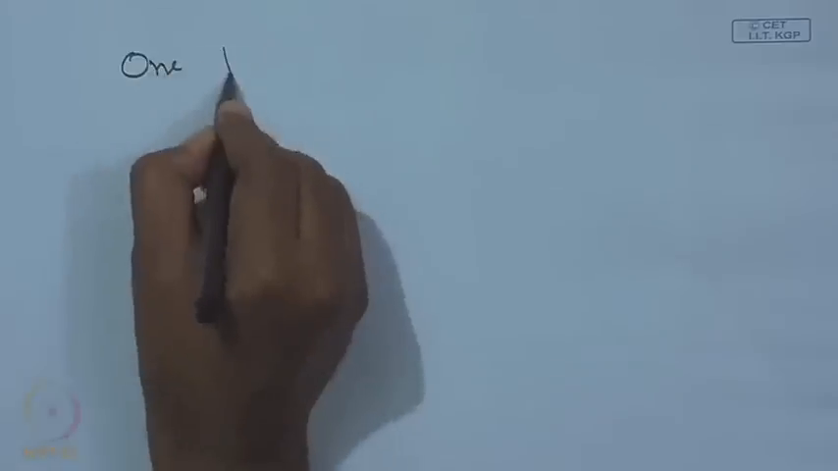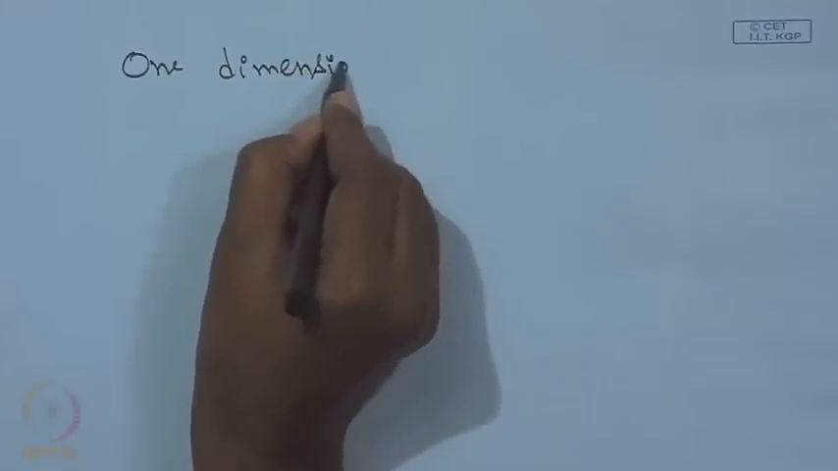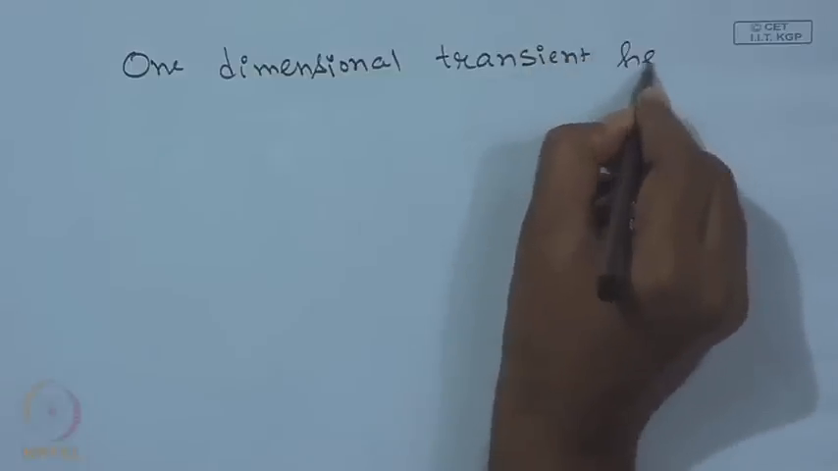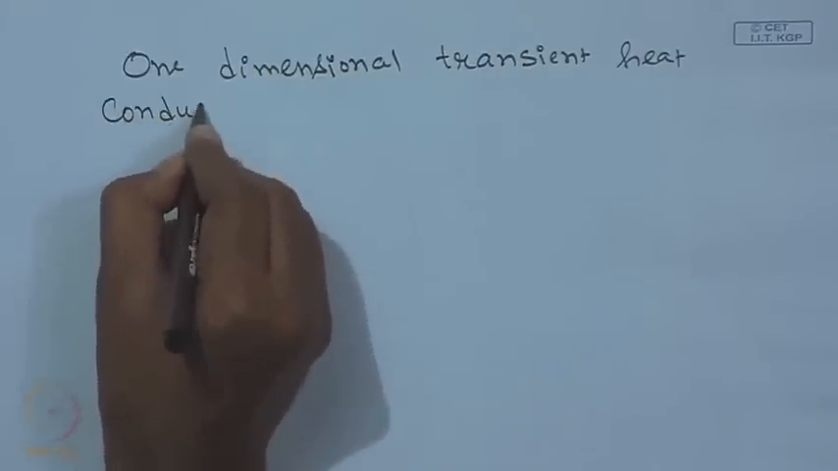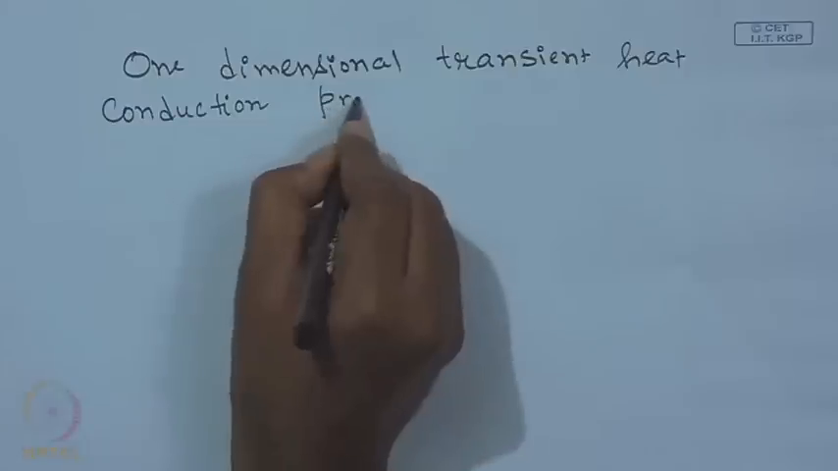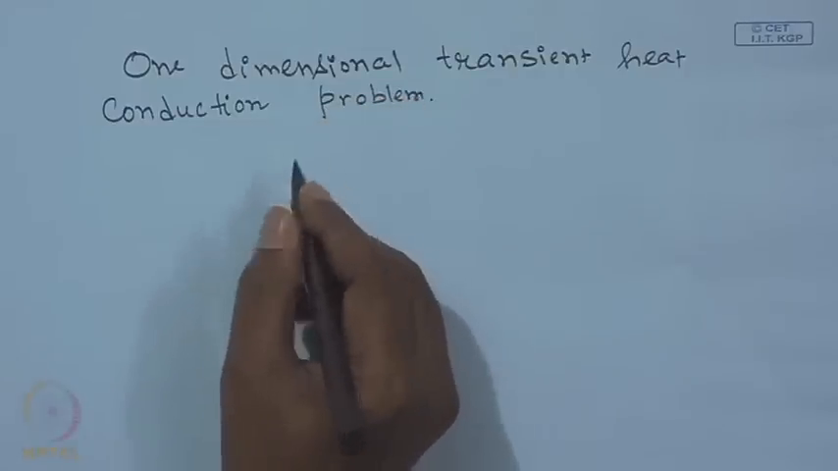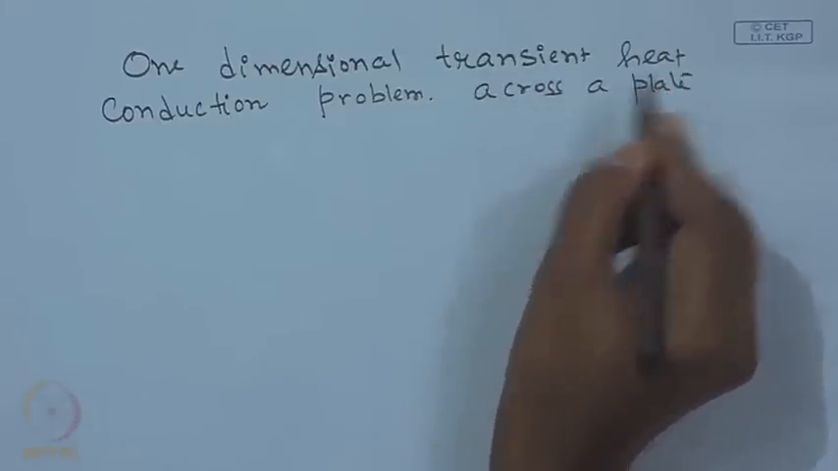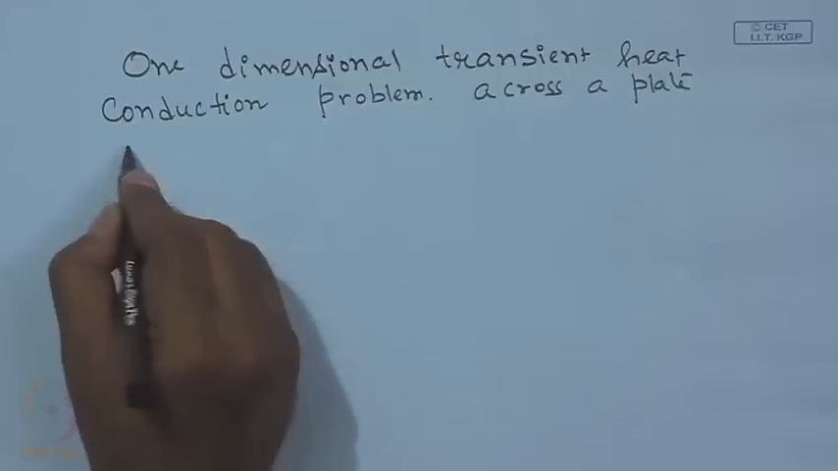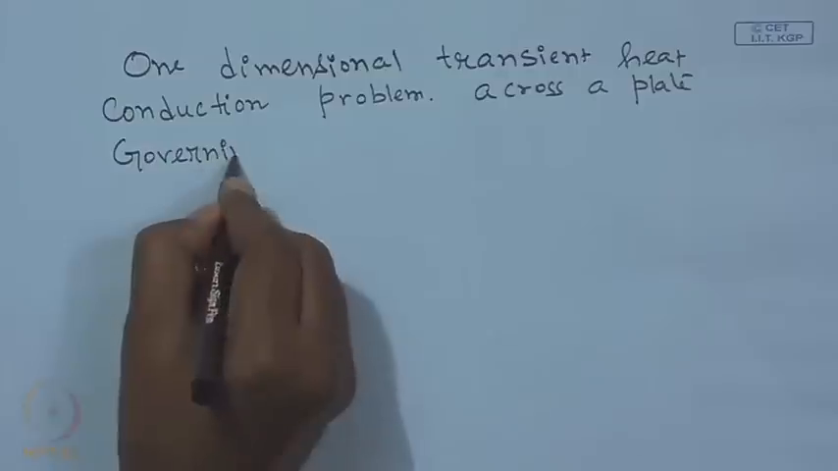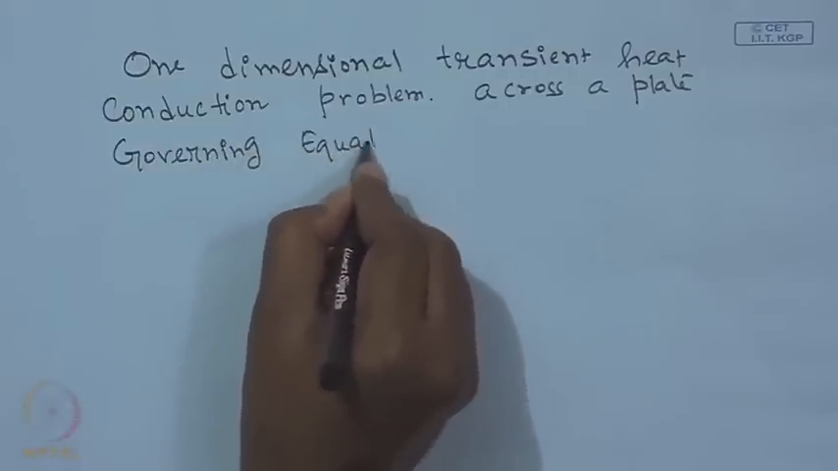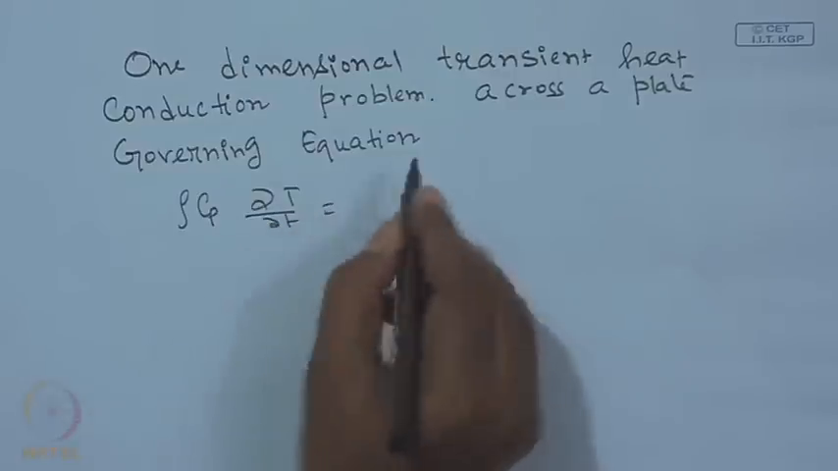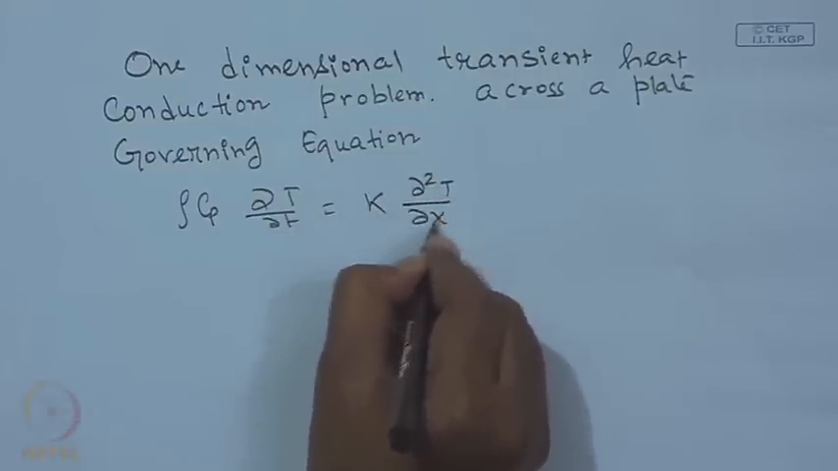It is a one-dimensional transient heat conduction problem. Now, if you look across a plate, we can take recourse to the Cartesian coordinate system. So, if you write down the governing equation for this heat conduction problem, it becomes rho Cp del T del t is equal to k del square T del x square.